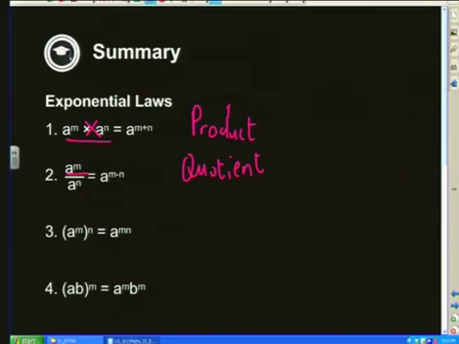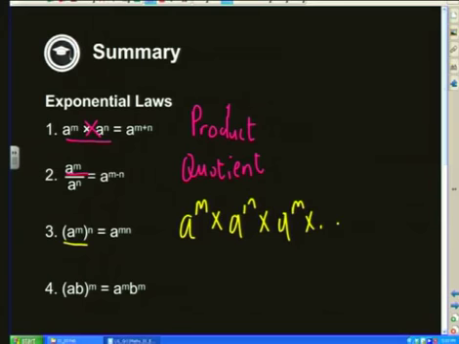Then you've got another slightly different looking law, and that is when a power is raised to another power. If you really had to rewrite it, it would be something like this: a to the m, times a to the m, n number of times. So you really are looking at that law all over again. And then we deal with this law, which says that the product of a and b raised to the m means that each factor, a to the m and b to the m, each factor a and b is raised to the m.